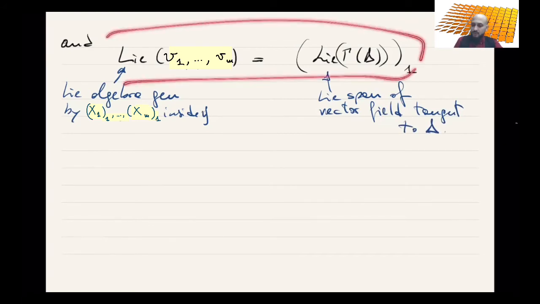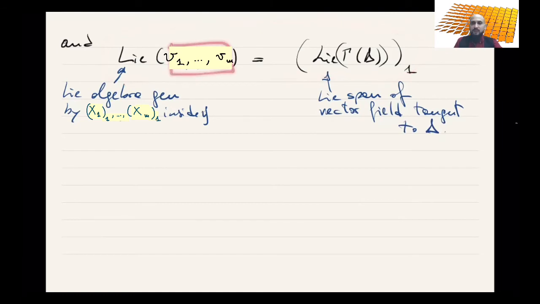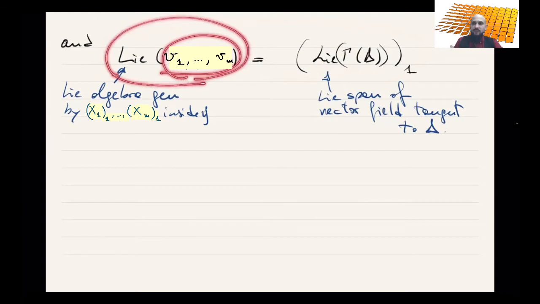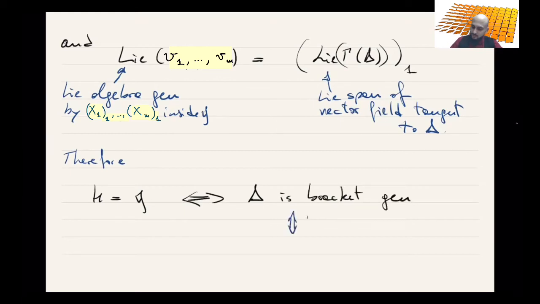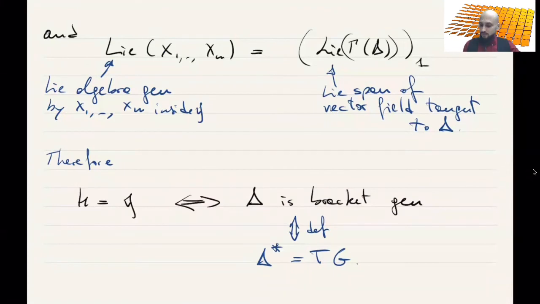Okay, we saw this calculation already when we saw that, taking a frame, to calculate the iterated subbundle it's enough. And since these are left invariant, the Lie algebra that it generates as vector fields are left invariant vector fields, and they form frames of the iterated subbundles. So, okay, this was in general. Now, therefore, the smallest subalgebra is equal to G if and only if delta generates the whole tangent bundle, so it's bracket generating. This was the same as saying, by definition, that delta star is equal to TG. And that's the end of the proof.